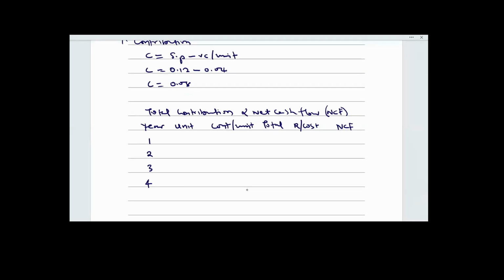What are the units of samba? For the first year, productive capacity of samba is 500, 500, 400, 400. Then contribution per unit is 8 kobo. Then to get the total contribution, just multiply. This should give us 40,000 naira, 32,000.